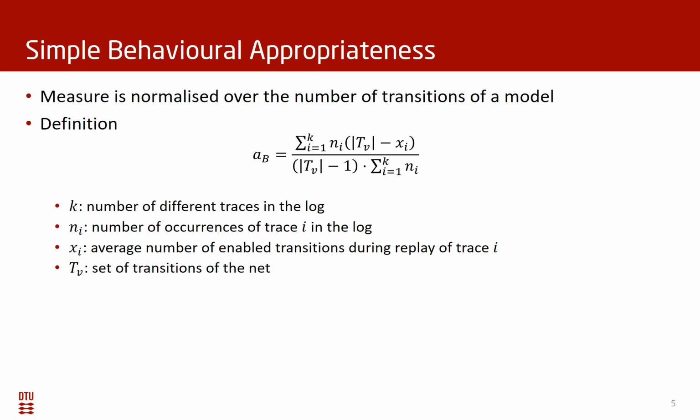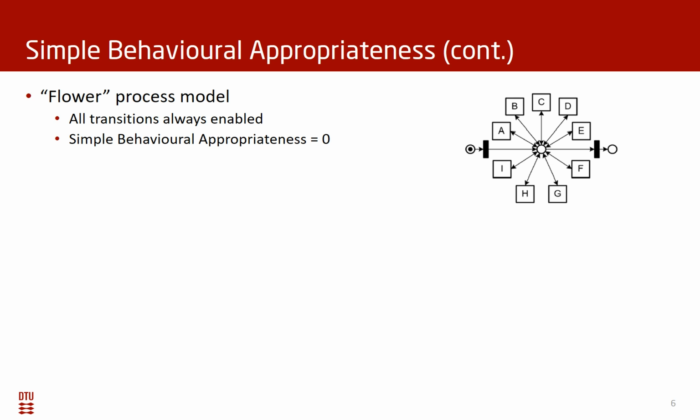So this measure returns a value between 0 and 1, where 0 means that basically all transitions were always enabled, so a pretty low precision. Instead, the value is 1 when the precision is maximum, meaning that just one transition was enabled, so the path was very much defined. So let's see a couple of instances. If we have the flower model, then all transitions are always enabled during the replay of any trace. So the simple behavioral appropriateness measure will point towards 0. Maybe it will not be 0, but it's very close to 0.